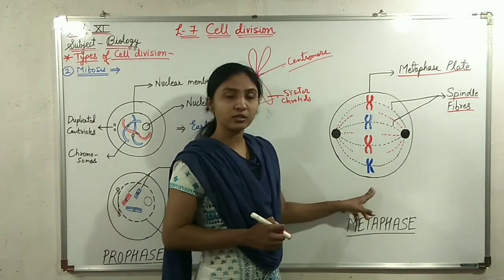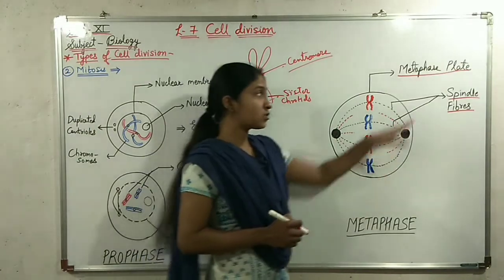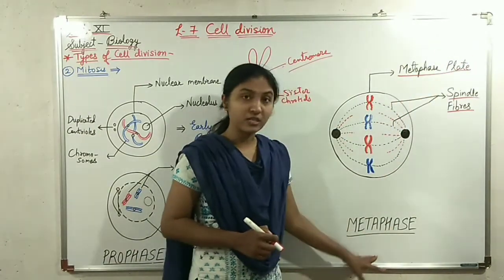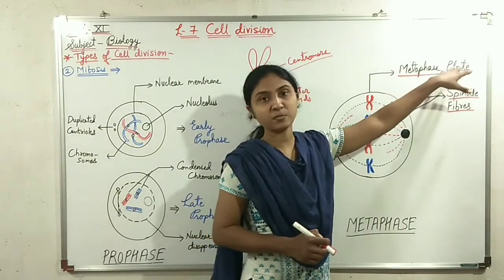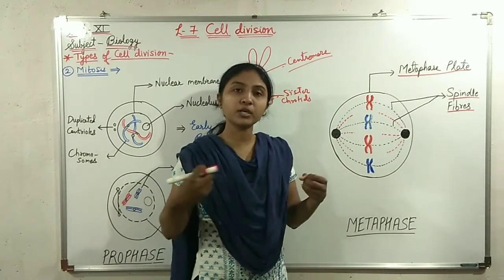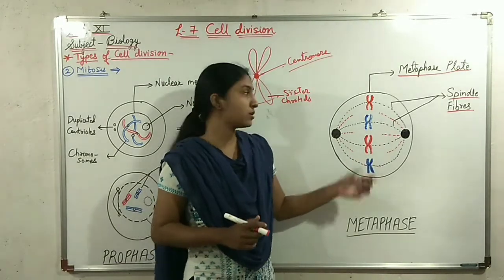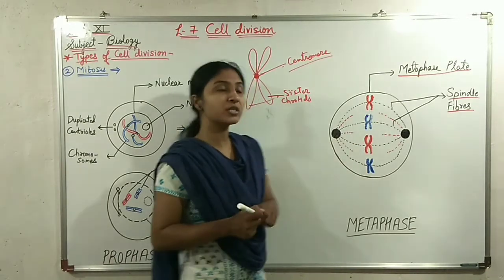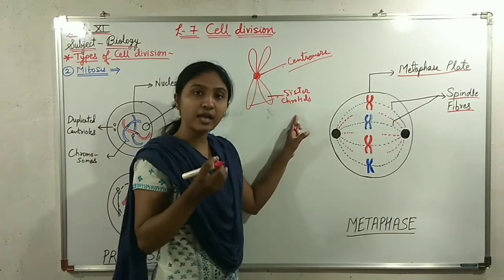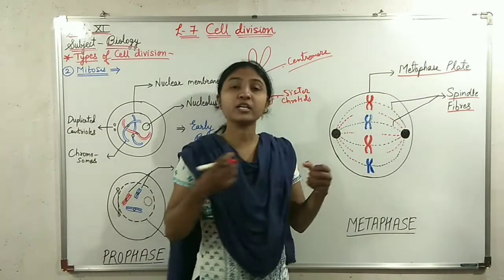At the center, these chromosomes appear in an equatorial plane, and that's why it is called the metaphase plate. It happens in metaphase, that's why it is called the metaphase plate. Now, due to the pushing and pulling action of the spindle fibers, the centromeres to which the sister chromatids are attached break down into two.